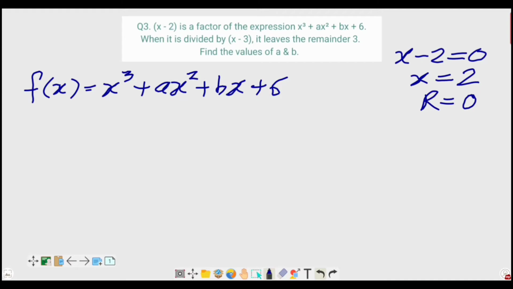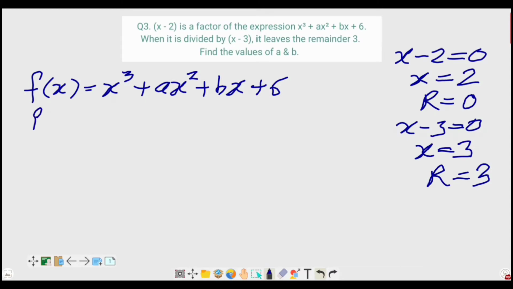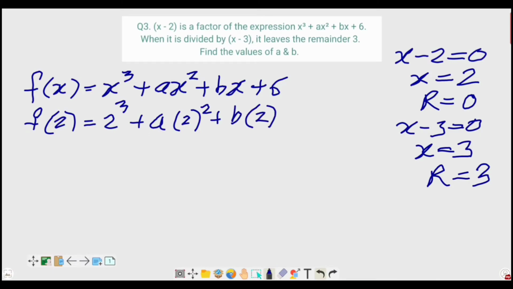When it is divided by x minus 3, it leaves the remainder 3. So when you substitute the value of x equals 3, your remainder is also 3. So this thing you have to keep in mind. First, I will proceed with the value of 2. So you know how to calculate f of 2. Wherever x is there, substitute the value as 2. So this will give you your remainder.